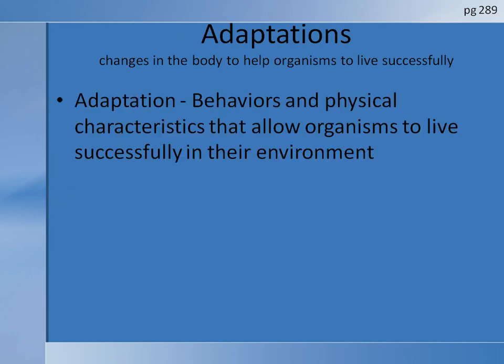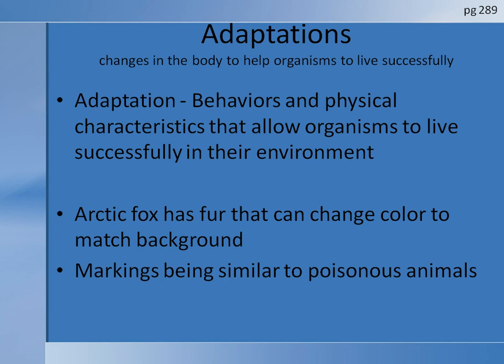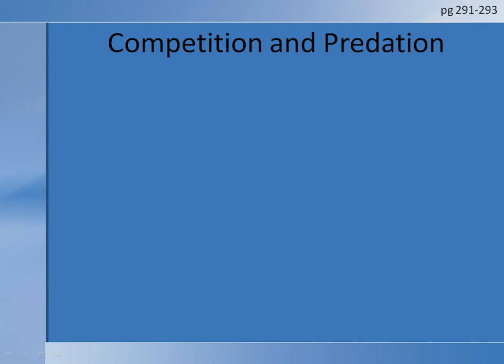Now, adaptations are the behaviors and physical characteristics that allow organisms to live successfully in their environment. For example, an Arctic fox has fur that can change color to match its background. A lot of you found that out as you were doing your zookeeper investigation. There are also things like markings being similar to poisonous animals or having poisonous spines or fangs. Lots of different things can help protect an organism from being hunted, or also make it so they can hunt more easily. Those are two examples of adaptations, which relates nicely into competition and predation.